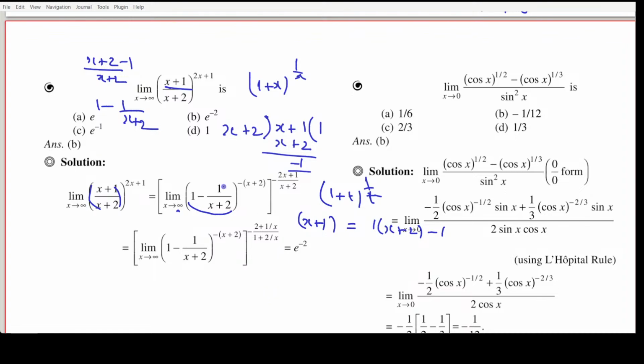So what we are trying to do is get into the format of (1 + 0) to the power 1/0, or (1 + 1/infinity) to the power infinity, which is nothing but (1 + 0) to the power infinity. Now, there is some x + 2 here. There is a 2x + 1. We have divided both numerator and denominator by minus of x + 2. Basically this means 1 + (minus 1)/(x + 2), right?